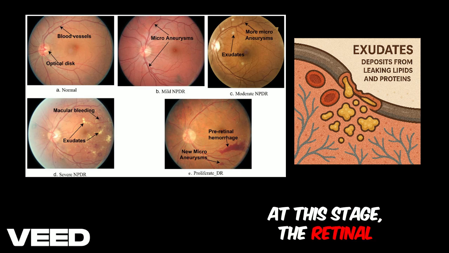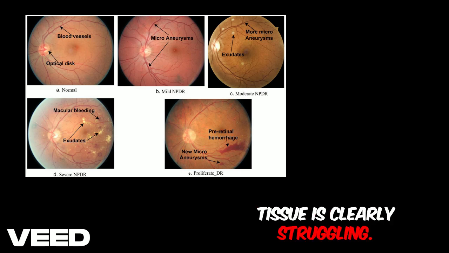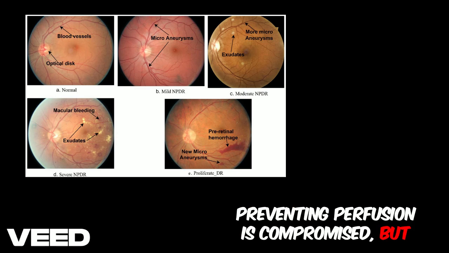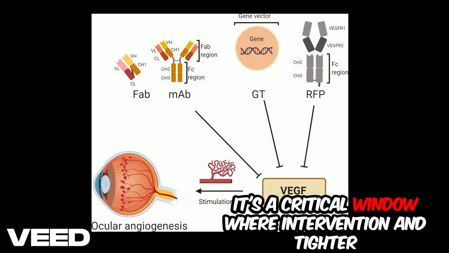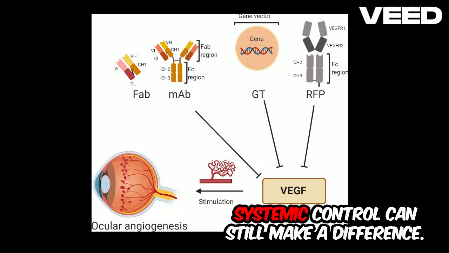At this stage, the retinal tissue is clearly struggling. Perfusion is compromised, but neovascularization hasn't begun yet. It's a critical window where intervention and tighter systemic control can still make a difference.